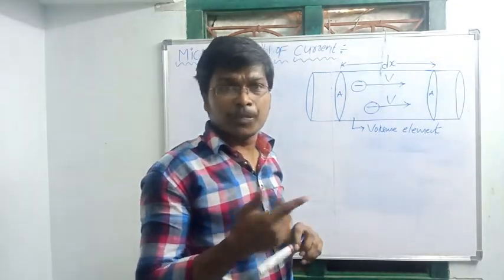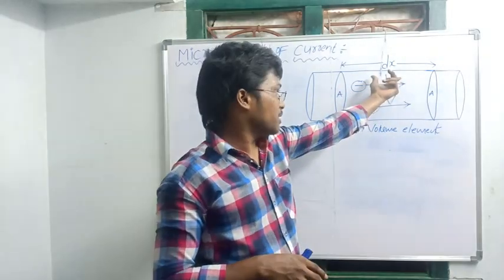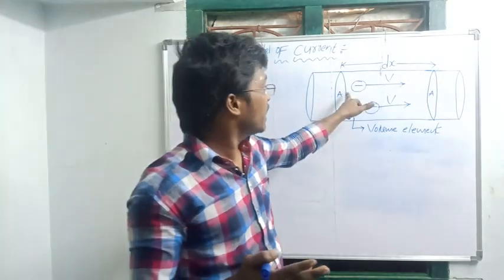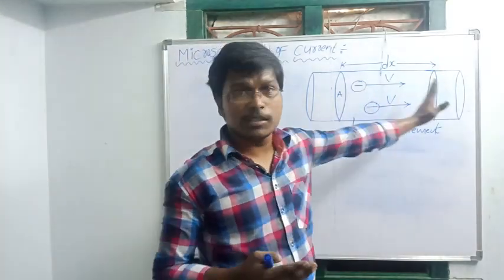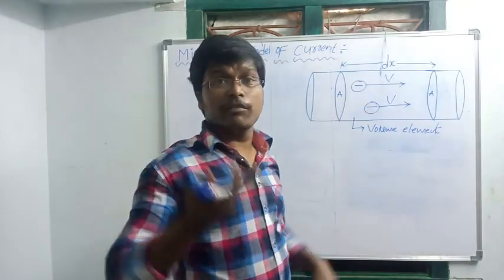So already we know electrons are moving from here to here, from this area of cross section to this area of cross section, with a velocity v. So what is the definition of velocity?